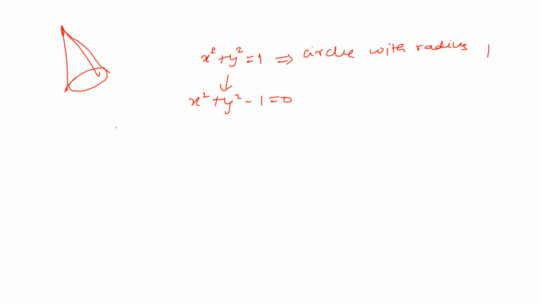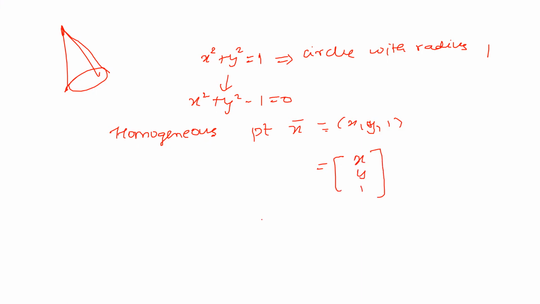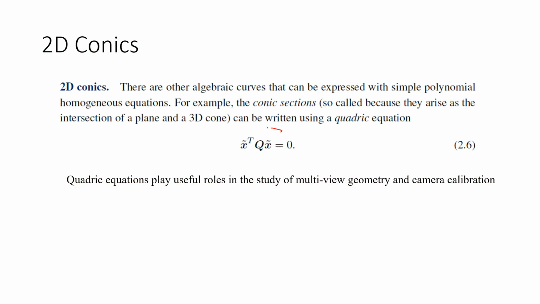And we also know the homogeneous point x bar is equal to x comma y comma 1. This can be represented in matrix as x, y and 1. And we have a matrix called Q with the following values: 1 0 0, 0 1 0, 0 0 minus 1. Okay, so we have one more equation, x bar transpose into Q x bar equal to 0. This is the equation given here.